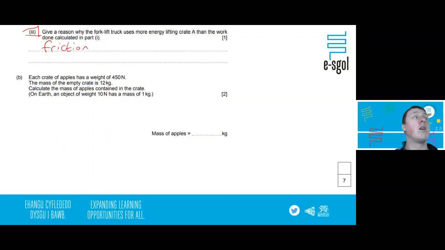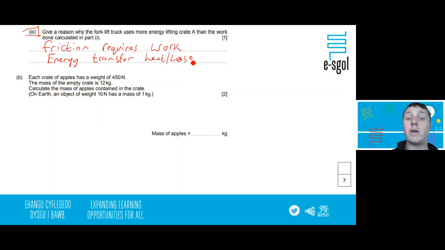So friction means requires additional work to overcome that resistance to the movement, or you could have energy loss or energy transferred due to heat loss or sound. Because if you have seen these type of machines, you might be aware they can be quite loud at times.